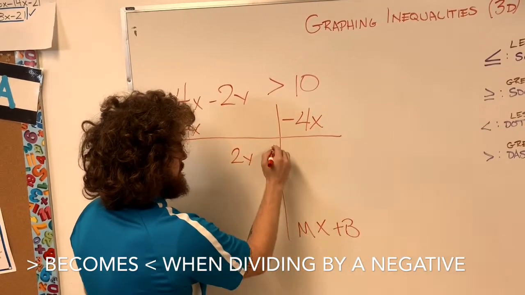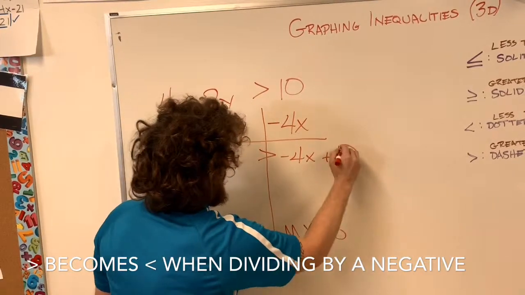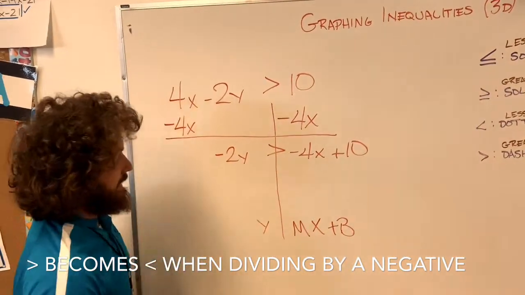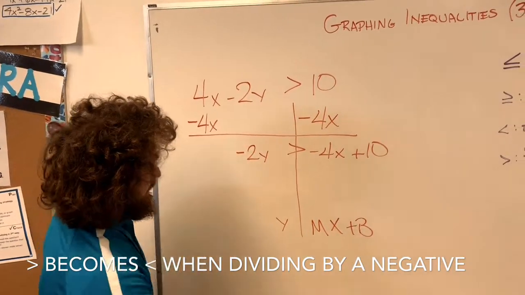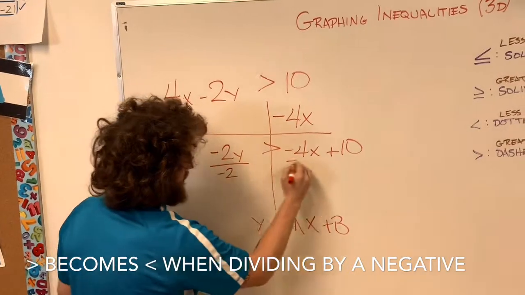This will give me 2y is greater than negative 4x plus 10. Oh my goodness, I made a mistake. I need to make that a negative 2y. Now I can divide.